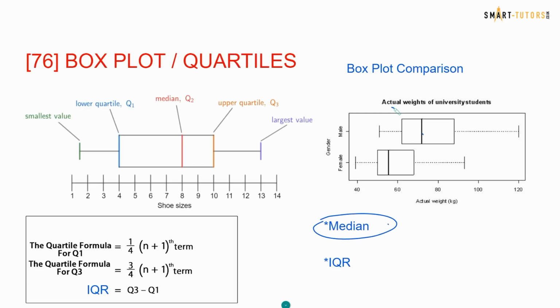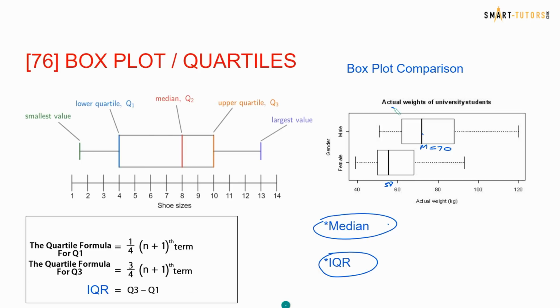So go to that line which indicates the median. So find out a number which is nearly 70 or something. And here the number is nearly 58. So the median weight of the male is more than the median weight of the females. Therefore, males are heavier than the females. Then IQR is the interquartile range comparison.